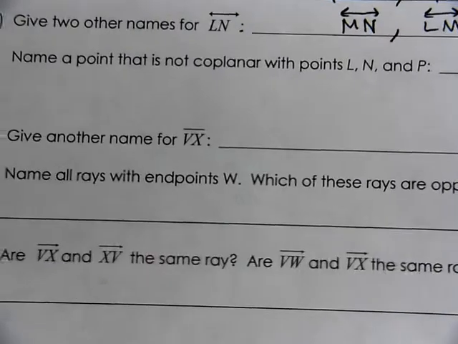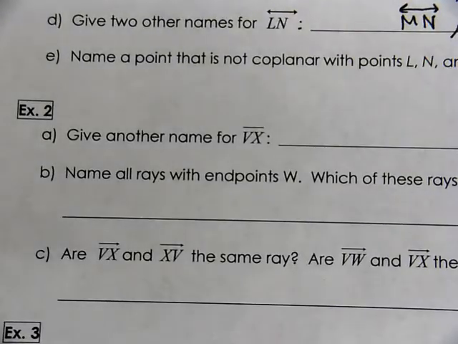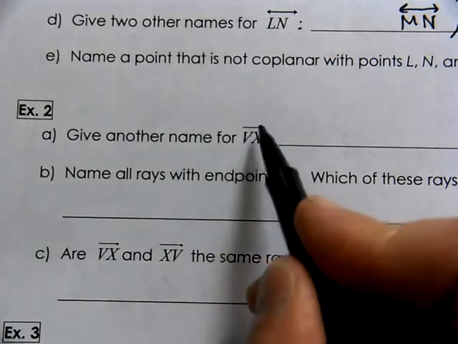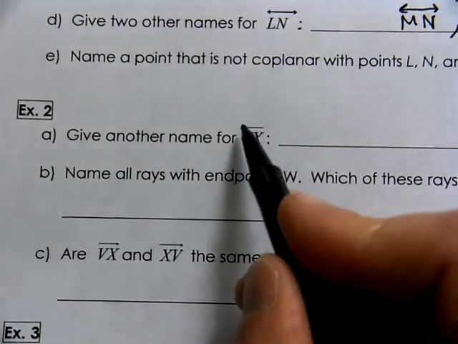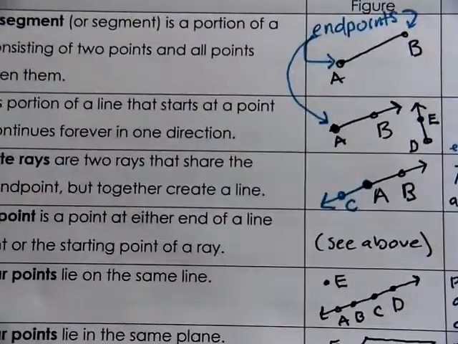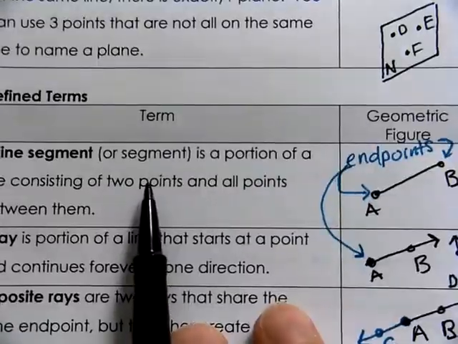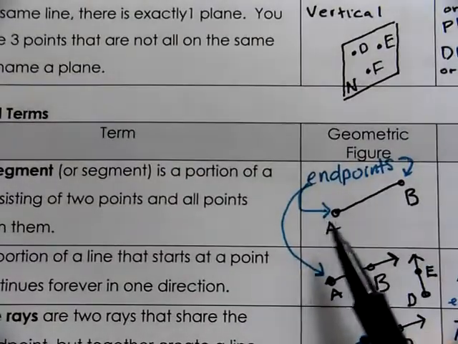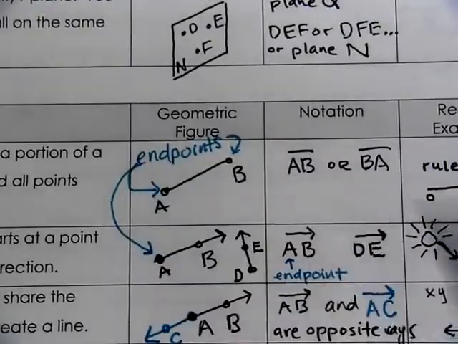Well, in part A, we're starting off with a segment. Give another name for segment VX. Notice there's no arrows on that bar, so it's not a line VX, it's a segment VX. What is a segment? Well, a segment is part of a line. We don't have the arrows on either side, right? We just name it using those endpoints.